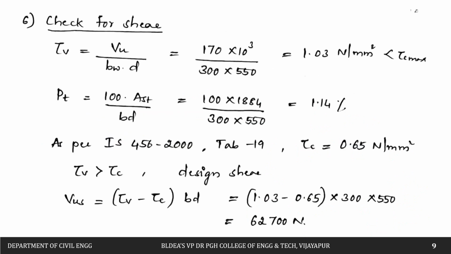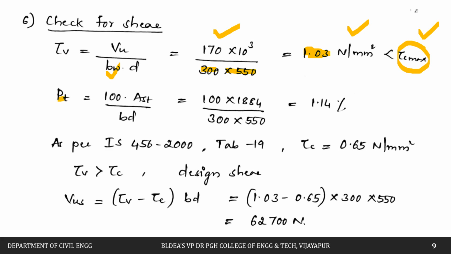Then next we will check for shear, and we'll check for deflection also. So let us check for shear. We calculate tau v, which is equal to Vu divided by b into d. Instead of b we have bw, so Vu is 170 into 10 raised to 3 divided by 300 into d, which is 550. So we get 1.03 newton per mm square. That has to be checked with tau c max, whose maximum value is 2.8. Therefore this is less than tau c max, so we can proceed now.